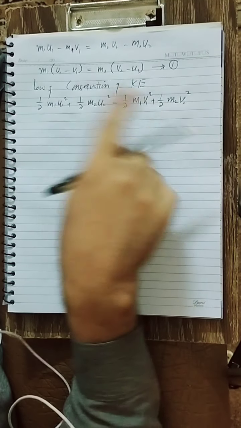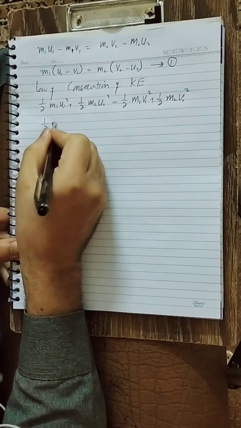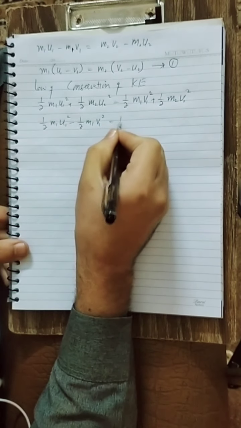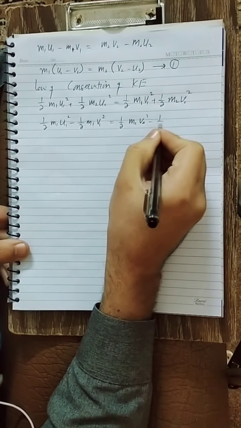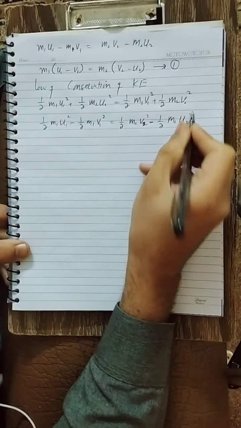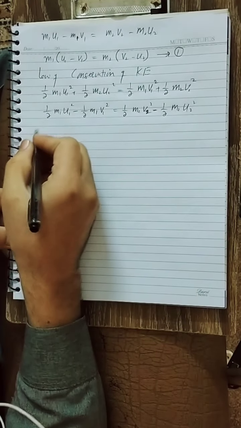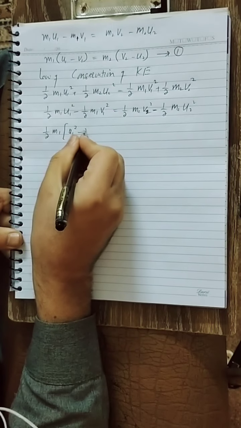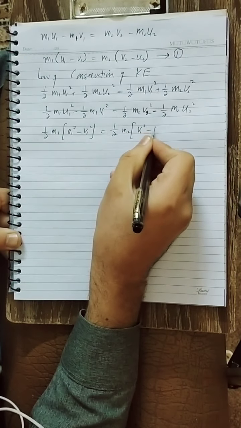Shift m1 terms on the one side and m2 terms on the other side. So it will be half m1 u1 square minus half m1 v1 square. Now shift this m2 term on the other side, so it will be half m2 v2 square minus half m2 u2 square. Now take half m1 as common from the left hand side, so it is u1 square minus v1 square, and here half m2 is taken as common, so it is v2 square minus u2 square.